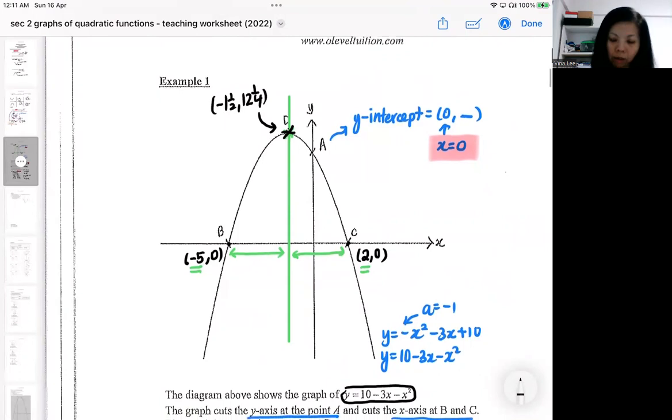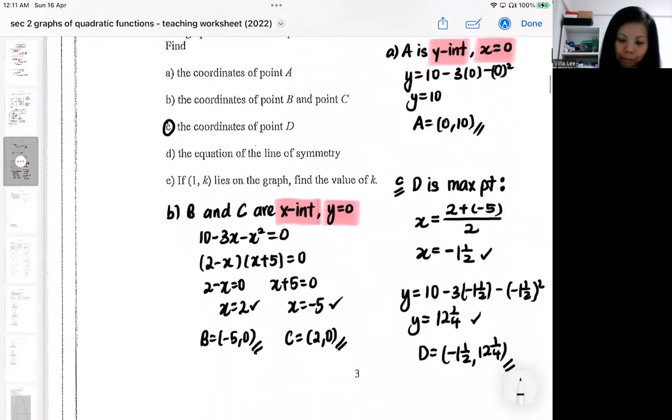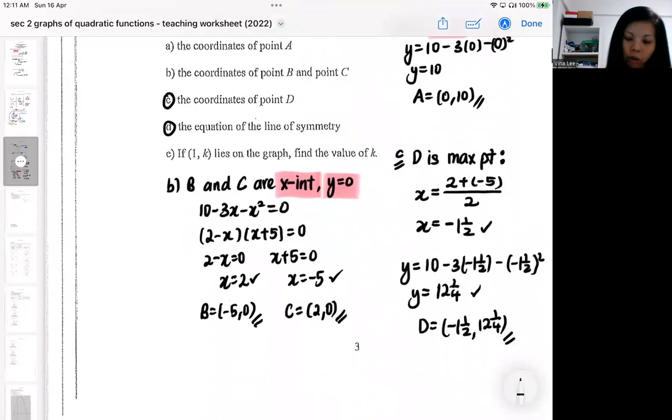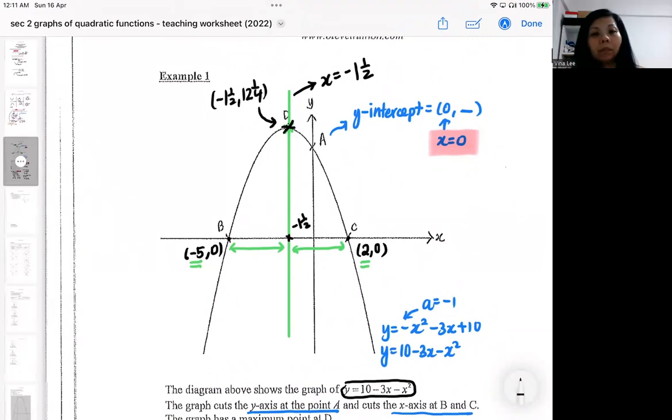And from here, you can tell the equation of the line of symmetry. That means what is this equation? So this equation will be x equal to -1.5, because it is going to cut this part at minus 1.5. So you must write x equal to minus 1.5.